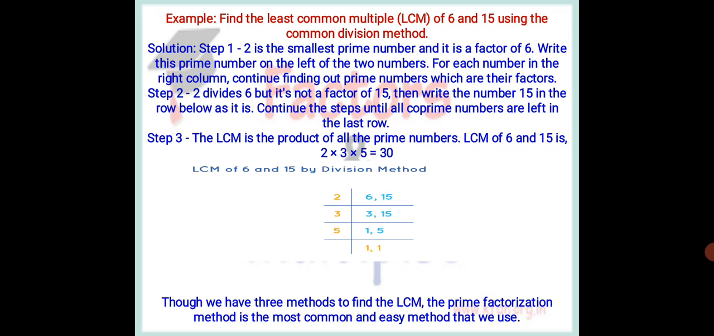Now, take 3. 3 is also a prime number. Let's divide 3 and 15 by 3. In the second step, we have to divide 15 by 3 and 3 by 3. What are we getting? As a result, 3 by 3 equals 1, and 15 by 3 equals 5. Fine. Come down to the next level.